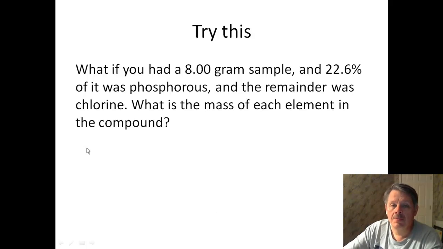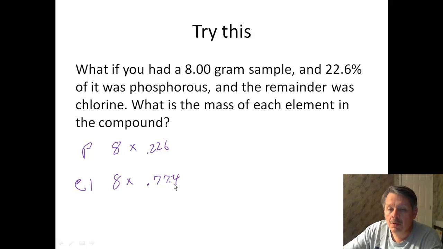All right, I have something that is made up of phosphorus, and the remainder is chlorine. And I have an 8-gram sample. And I have 22.6% of phosphorus, which means I have 77.4%, or 0.774, of chlorine.